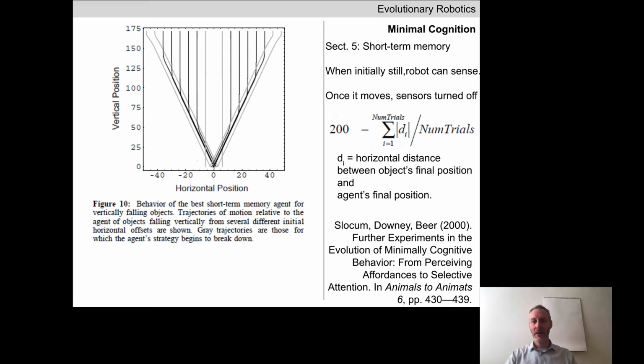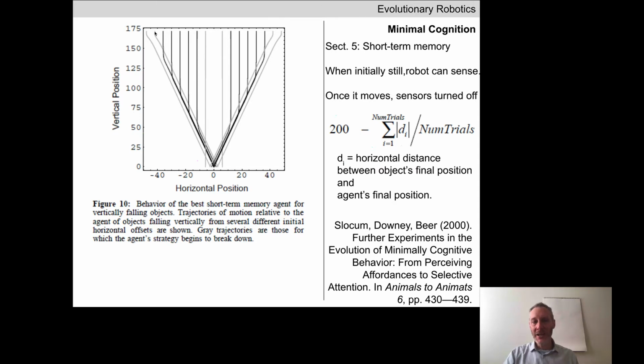Let's follow, for example, this trajectory here. At the beginning, the object is about 30 units to the right of the robot at the top of the screen. It falls for about 50 time steps, and the robot does nothing. Suddenly the robot starts moving, and it moves at a constant velocity. The object is falling straight down. The slope of this diagonal stays the same. The robot is moving, and bam, the robot gets there just in time to catch the object.